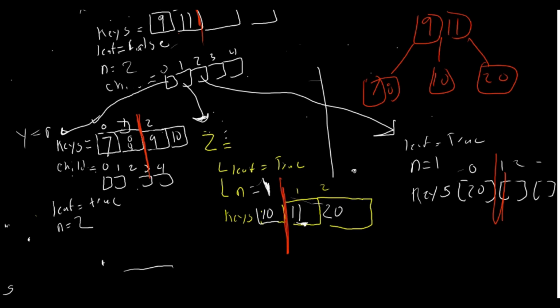11, and then 10, then you have 7, 8, and then you have 20. This is our B tree.